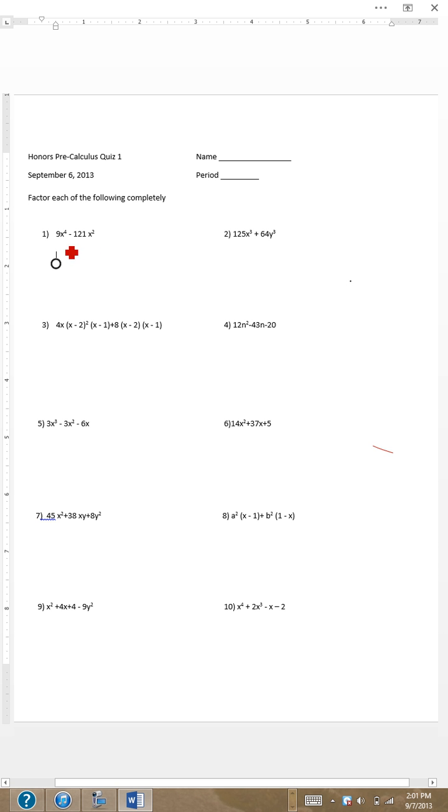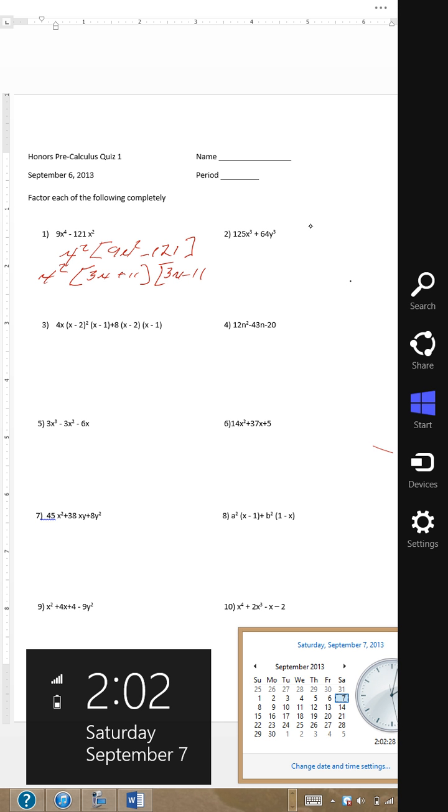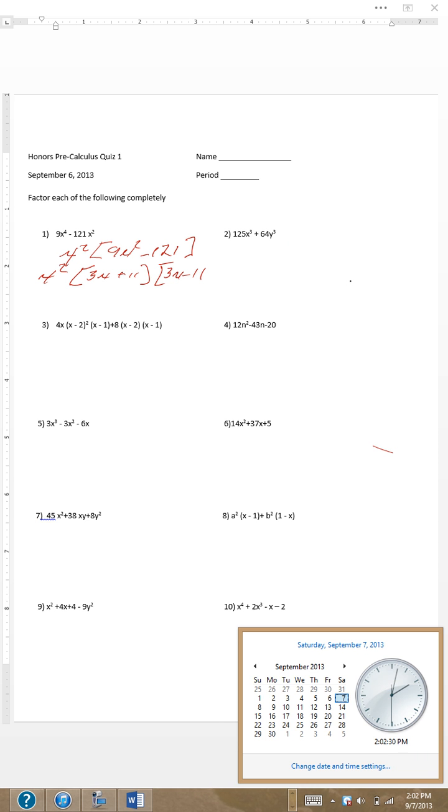Let's look at the answers to this first quiz. This first problem, first thing you ought to do is take out the x squared as a common factor. What remains is the 9x squared minus 121. That should be identified as a difference of perfect squares. So then that factors again: 3x plus 11 and 3x minus 11. Done. This one over here, this needs to be identified as a difference.